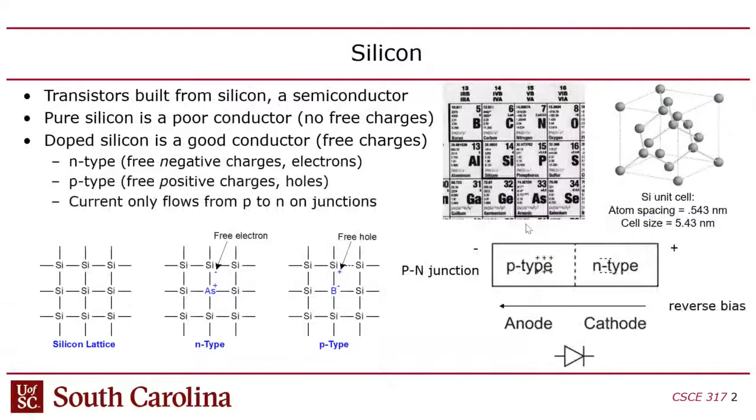So you might think, well, wait a minute, that's pretty small. What is this relative to? Well, silicon has an atomic spacing of about half a nanometer. It's 0.543 nanometers. And then the cell size, which is the smallest unit of repetition inside the lattice, inside the crystal, is 5 nanometers.